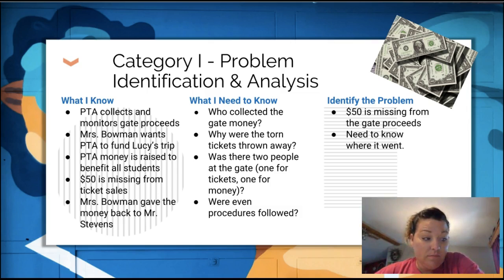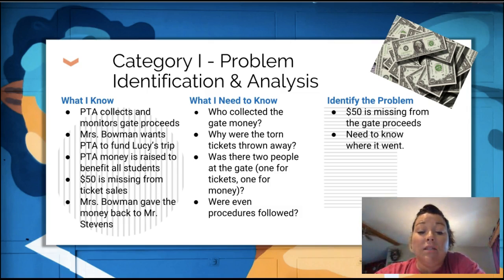I'm guessing that the socioeconomic status of the school might affect the Bowmans. I also know that activity fund spending guidelines say that money is raised to benefit all students, and so we must make sure that we're spending that to benefit all students or a majority of students, not just a few. I know there's $50 missing from the ticket sale proceeds, and that Mrs. Bowman gave the money or the money bag back to Mr. Stevens at the end of the night, stating that there were 10 tickets that had to be disposed of.